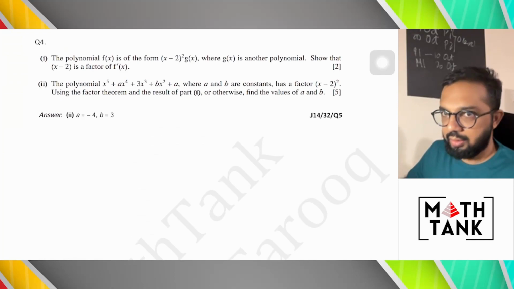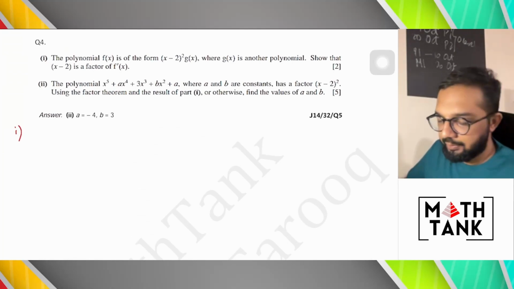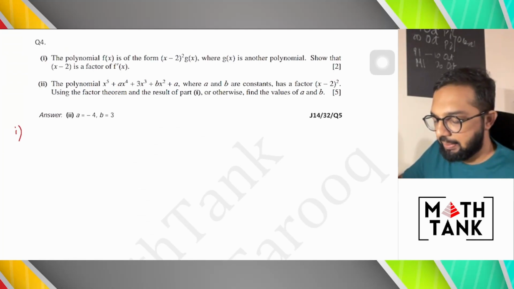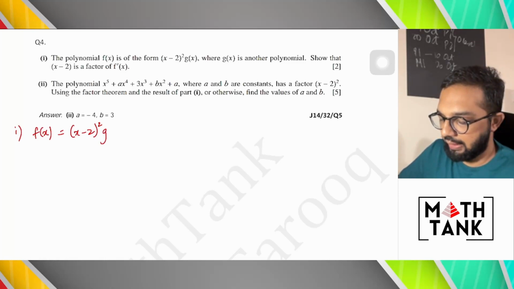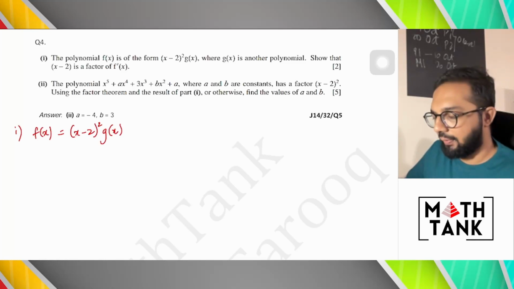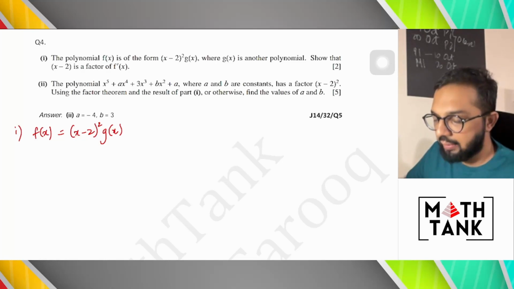Okay, then this is a slightly tough question. Let's look at that. Part 1 says the polynomial f of x is in the form x minus 2 whole square g of x, where g of x is another polynomial. Show that x minus 2 is a factor of f bar of x.